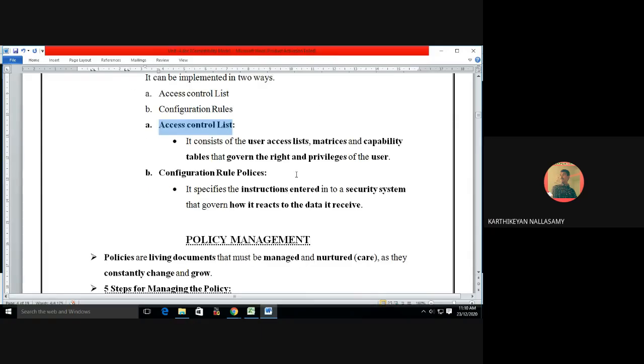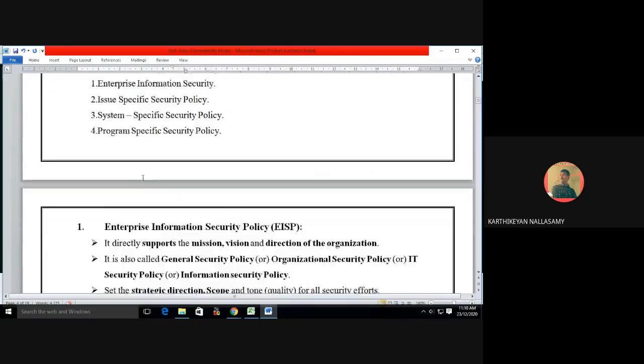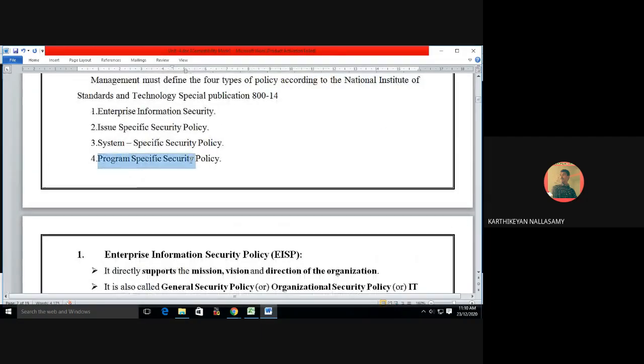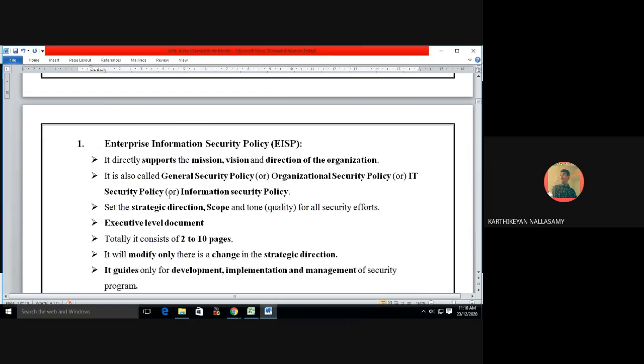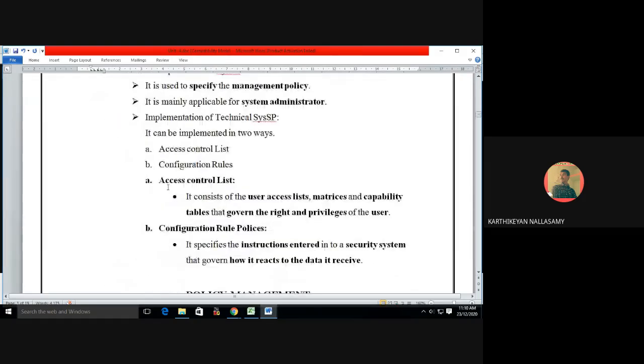The next one is the configuration rule policy. Actually, it is specifically an instruction. It defines the set of actions to be taken once data is received by an individual or a particular member. So these are the different ways that policies are maintained. The fourth one is the program-specific security policy. It depends on the individual program, so it is similar to the system-specific policies.